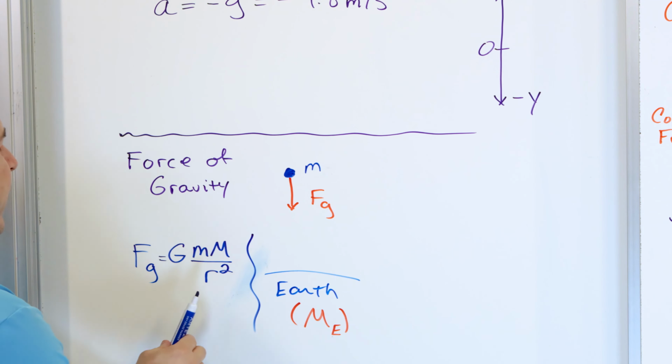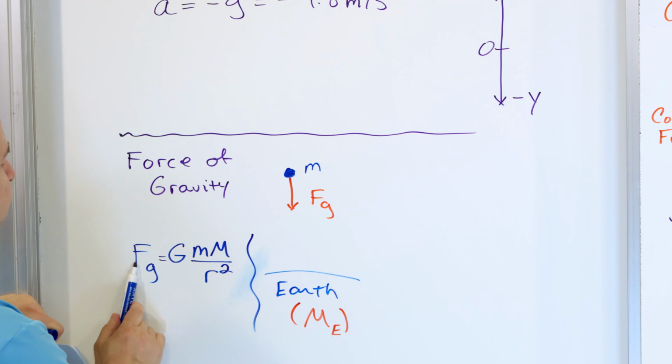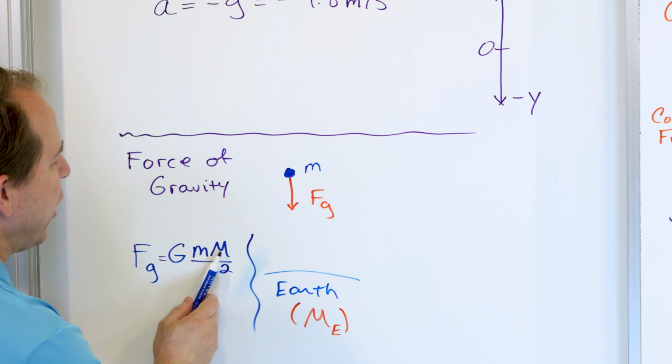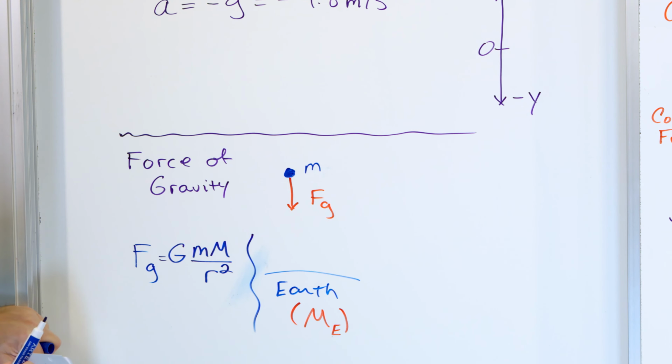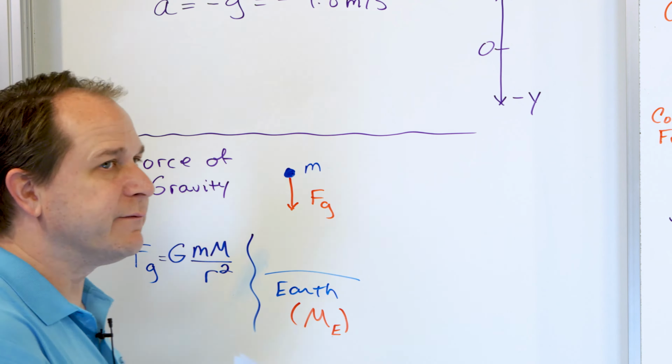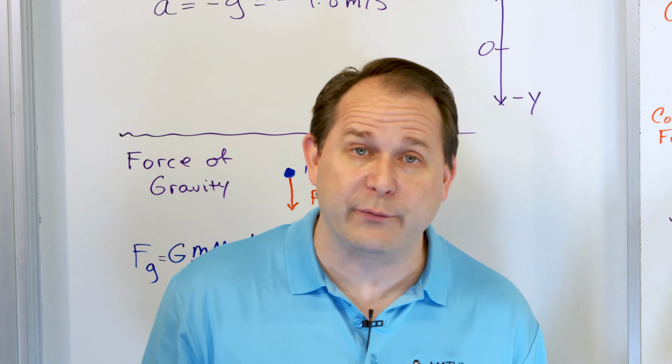So you can see right away that if you make the mass of yourself bigger, then the force of gravity gets bigger. If you make the mass of the Earth bigger, that's going to be the mass of the Earth right here, then the force of gravity gets bigger. If you change the constant of the universe and make it bigger, then the force of gravity gets bigger, but that constant doesn't change as far as we know.